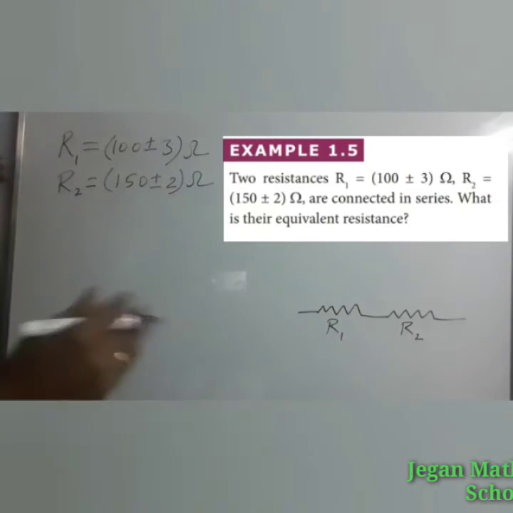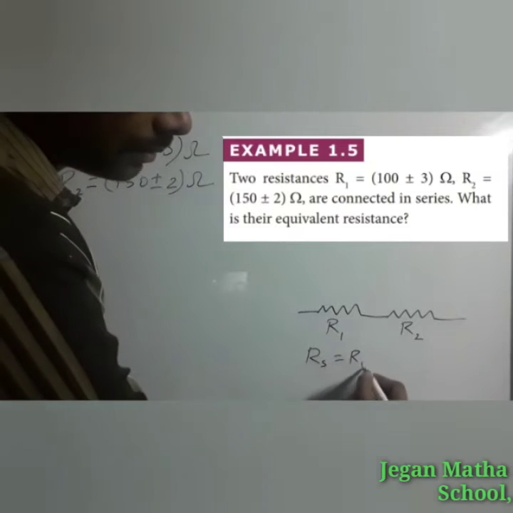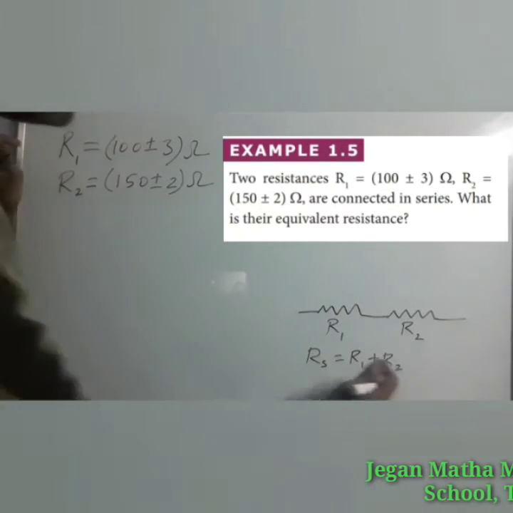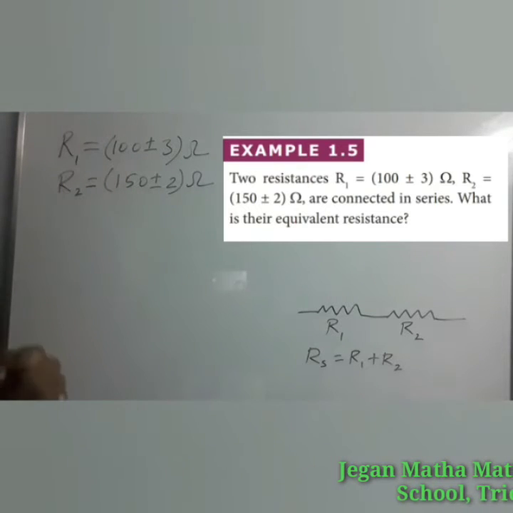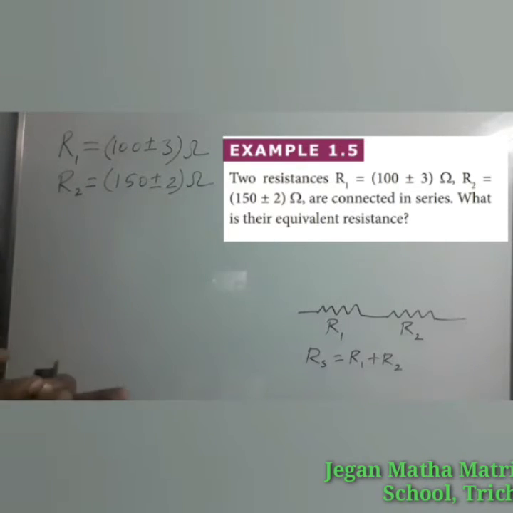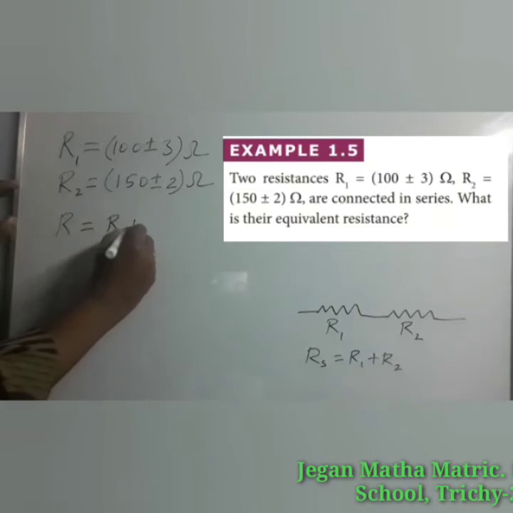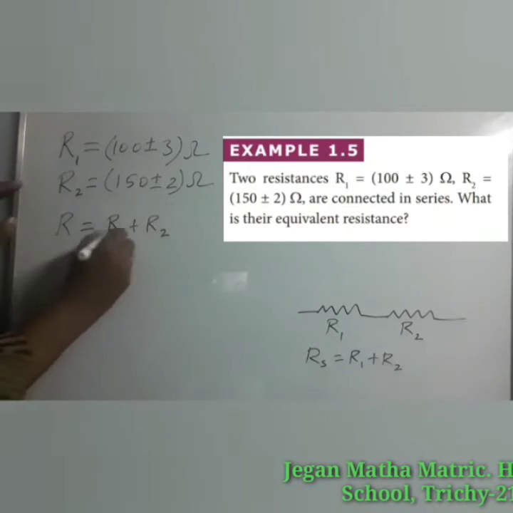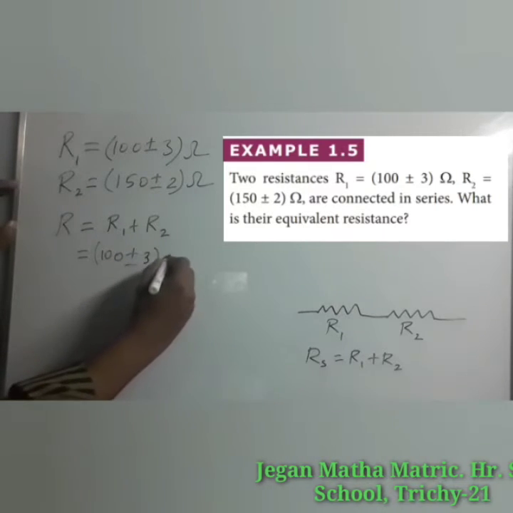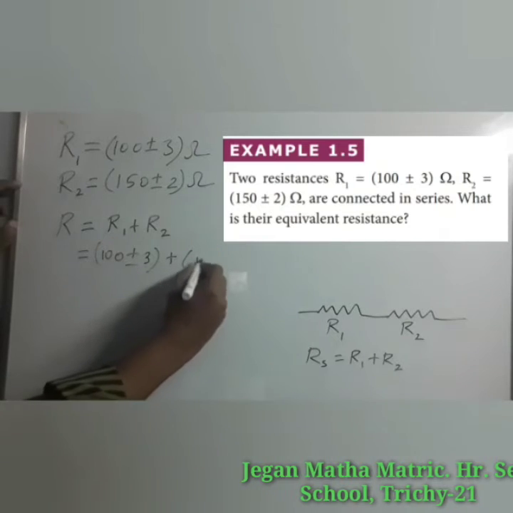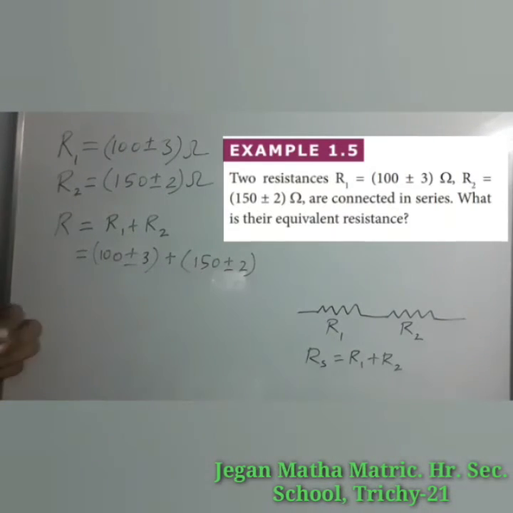So what will be the equivalent resistance in a series connection? Rs is equal to R1 plus R2. We have to add two values. So here R1 and R2 want to be added. So equivalent resistance R is equal to R1 plus R2. What is the value of R1? 100 plus or minus 3. Plus, what is the value of R2? 150 plus or minus 2.